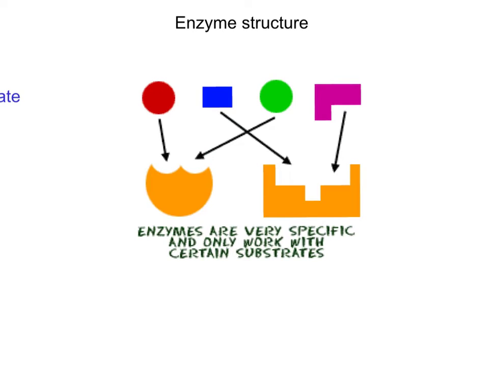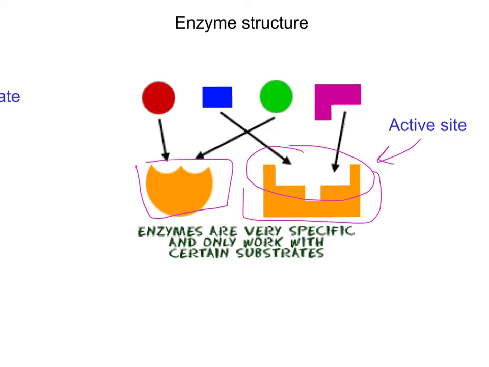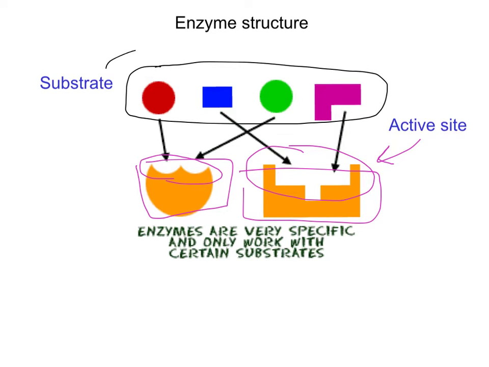So let's talk a little bit about the enzyme's actual structure. The enzyme will have what's called the active site. And the active site will be this area right here. That's where the substrate is going to actually bind to the enzyme. So the orange molecules here, these are the enzymes. And the active sites, again, are going to be these spots here where the substrates will bind to them. So these molecules up here are going to be your substrates. And so these molecules are what will fit into the active site.